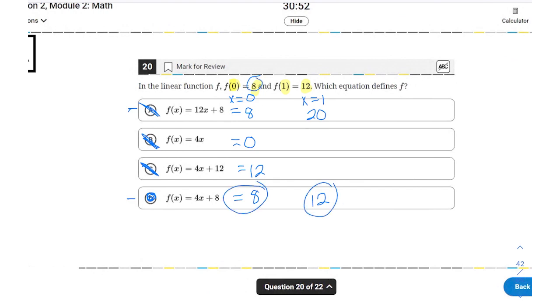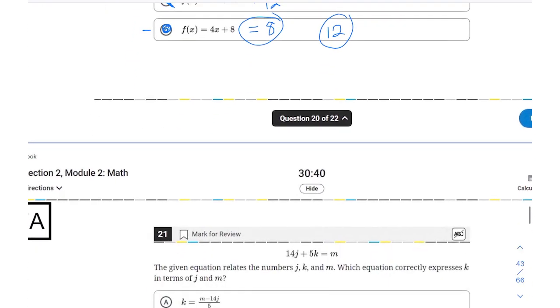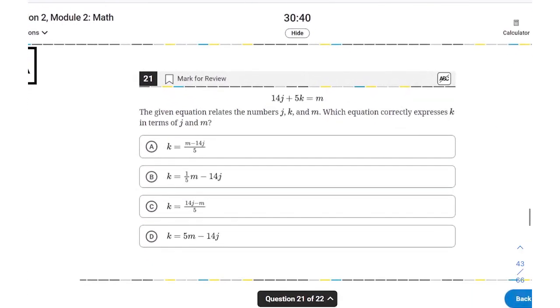So both values match the results that you were supposed to get based on plugging in a 0 and then afterwards plugging in a 1 for x, for those two values given to tie into the functions in your answer choices. So we get answer choice D for 20, and now we get to move on to 21.